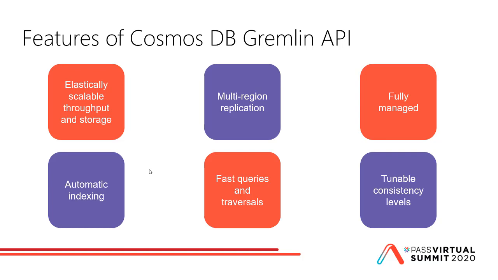It's a fully managed solution, which means that we don't need to worry about installing VMs, patching software, any of that ops stuff that we really want abstracted away from us. Cosmos DB also provides automatic indexing. This means that every property within the database is indexed, guaranteeing great performance. The Gremlin API also provides fast queries and traversals.